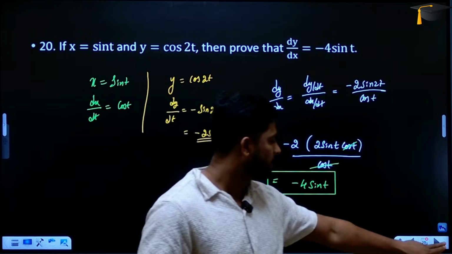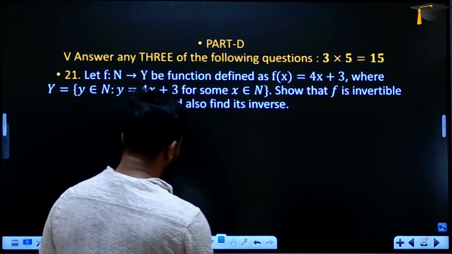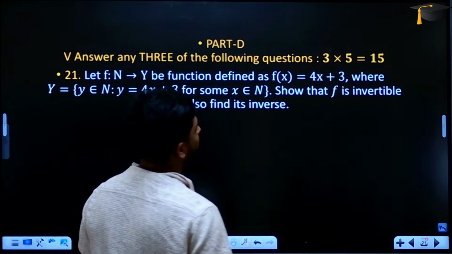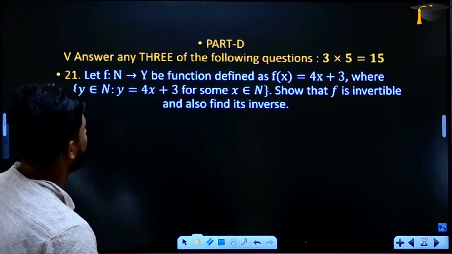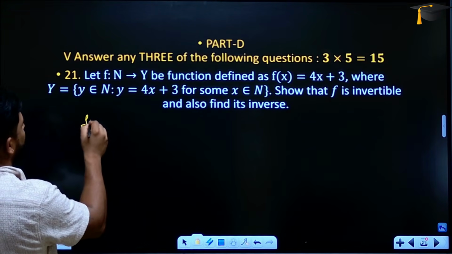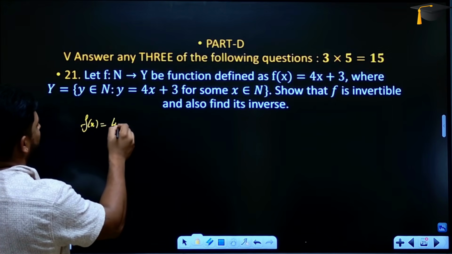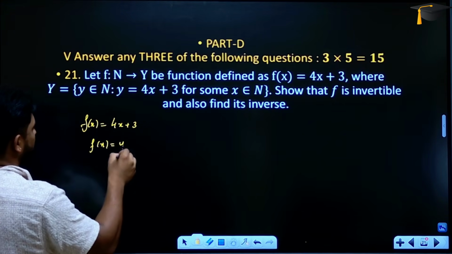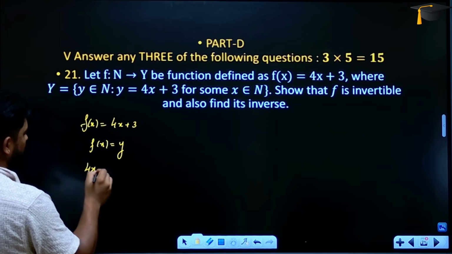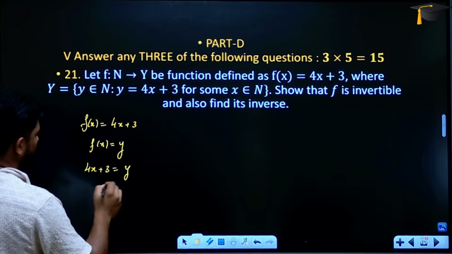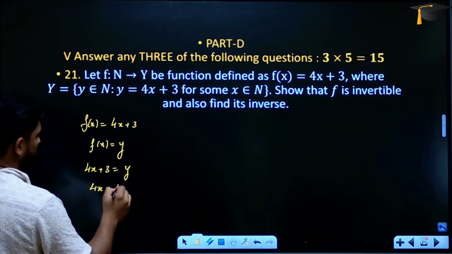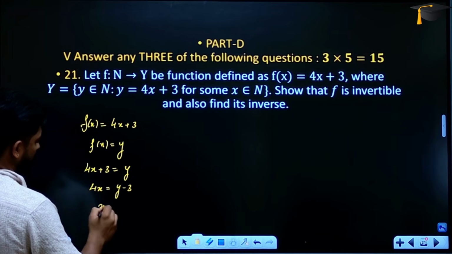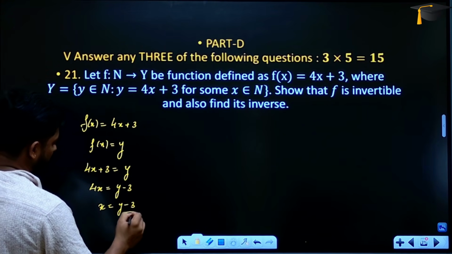Okay, next. Okay, so next 5 markers. So prove that f is invertible. So simple question. Okay, first let's do this. So f of x is equal to 4x plus 3. So first step is f of x is equal to y. 4x plus 3 is equal to y. 4x is equal to y minus 3, and x is equal to y minus 3 by 4.